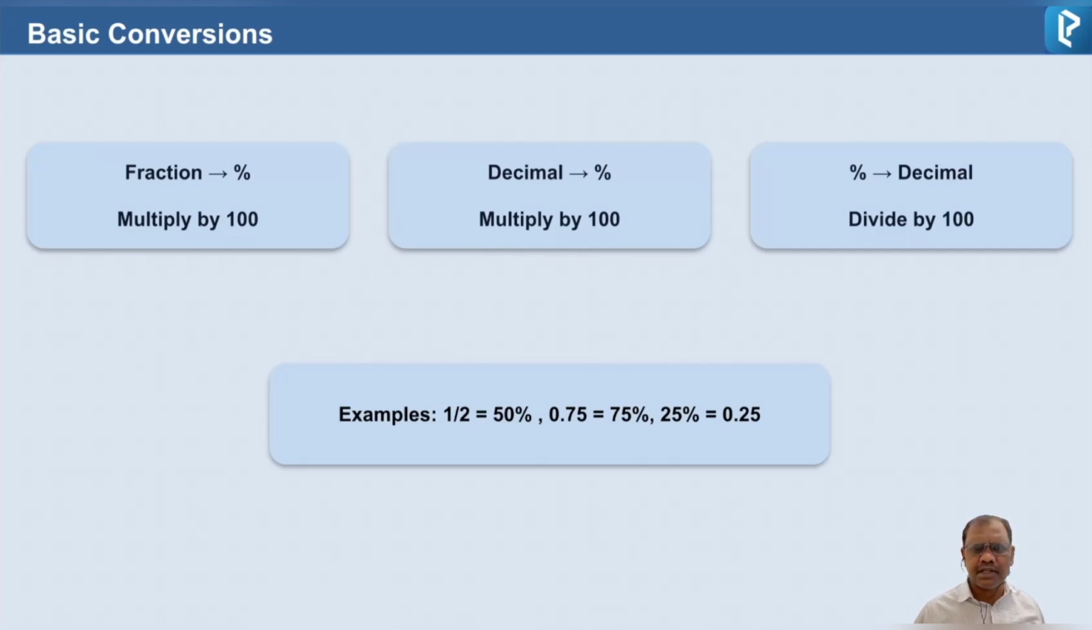For example, 1 by 2 is the fraction. Multiply with 100, you will get 50%. And decimal to percentage: 0.75. If you multiply by 100, you will get 75%. And percentage to decimal: if you divide 25 by 100, it becomes 0.25.